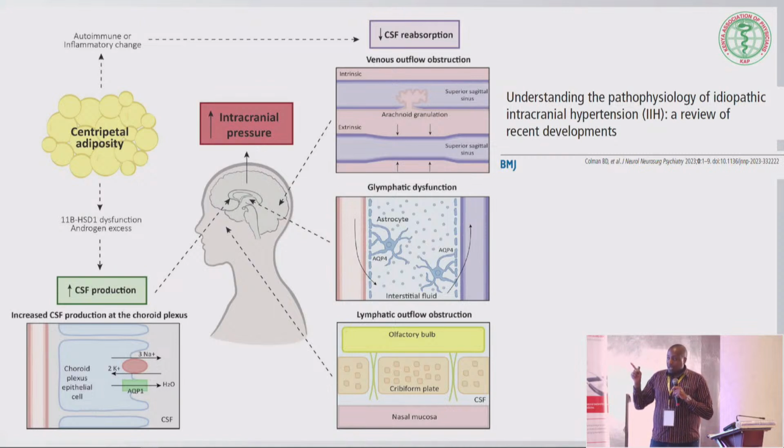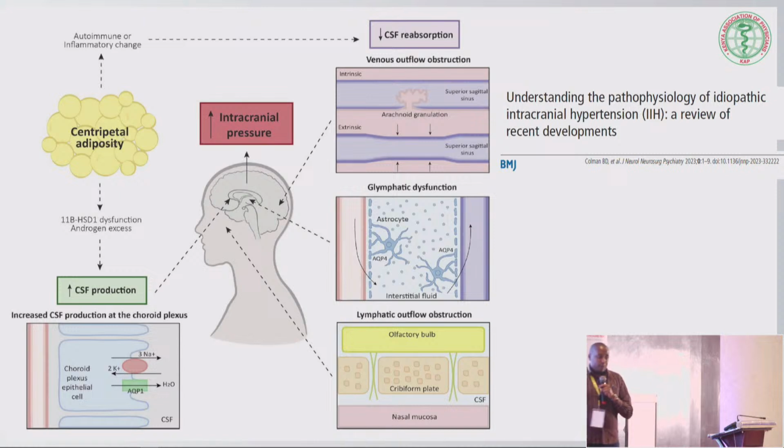In terms of raised CSF production, there's usually this sodium-potassium channel and the aquaporin channel on the apical membrane of the choroid plexus. That is the image on the right. And this has actually been implicated to lead to increased production of CSF. And that is a therapeutic target with carbonic anhydrase inhibitors.